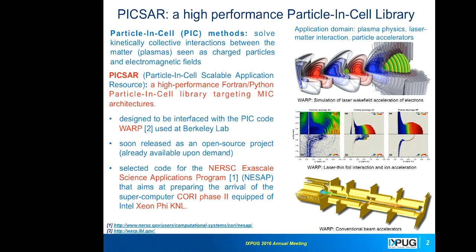In order to provide Warp with high-performance subroutines, we have created a high-performance library called PICSAR, designed to be interfaced with the PIC code Warp, but not only. It will soon be released as an open source project in order to provide the community high-performance subroutines for any PIC code. And Warp is one of the selected codes of the NERSC Exascale Science Application Program, NESAP, at NERSC.